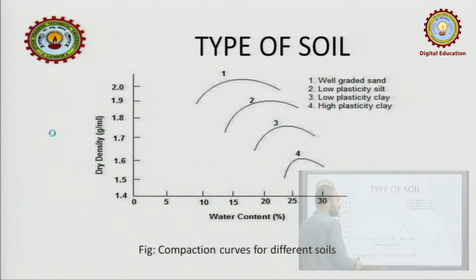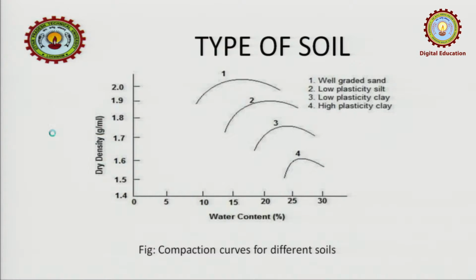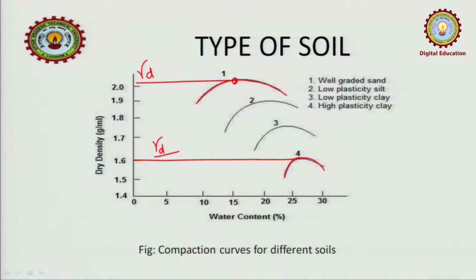This is the diagram. Okay. If you see, this is the sand. This is for well graded sand, and this is for clay. Okay. High plasticity clay. If you can see, how very high gamma d it has, but in case of this it has very low gamma d. Okay. What does this signify?